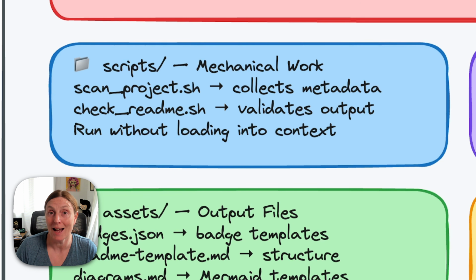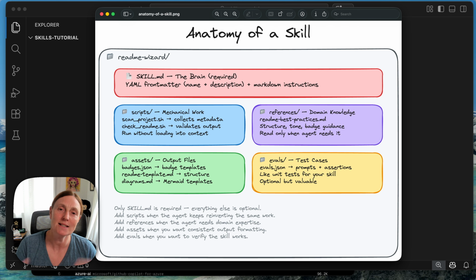So you can also add in a scripts folder. In the scripts folder, you can add scripts, things that you want it to do behind the scenes. It's going to run things for you, like scan your projects or check the README. And that runs without being loaded into context. You see what I'm getting at, right? This is really important. So with skills, everything isn't in context. It's only taking what it needs when it needs it, and the scripts are being run outside of the context.